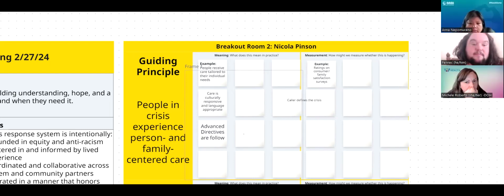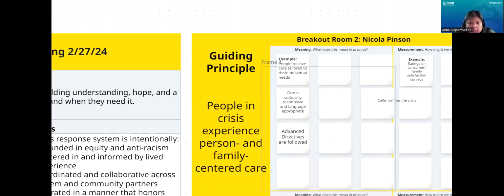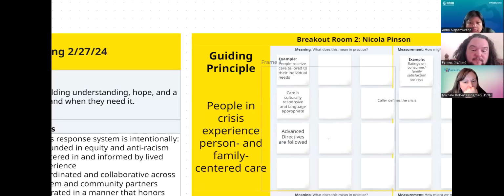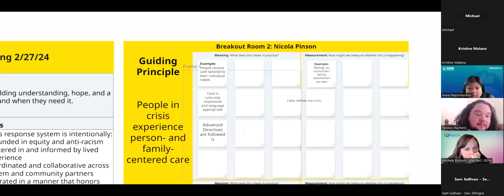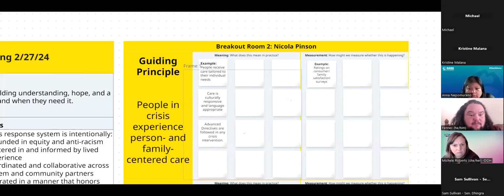Nicola, tell me again the two things that we were looking at per guiding principle. Yes, no problem. One second. So per guiding principle, we are asking, what does this mean in practice? So what does it mean that people in crisis would experience person and family-centered care? What does that look like? And then the second question is, how might we measure this is happening?